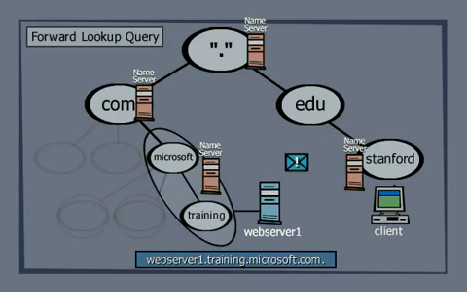The Microsoft.com name server passes the requested IP address to the local name server. The local name server passes the IP address for webserver1.training.microsoft.com to the client. Then the client establishes a TCP/IP connection with Web Server 1, and data can be transmitted. As you have seen, a local name server may send out numerous queries to finally resolve a fully qualified domain name to an IP address.